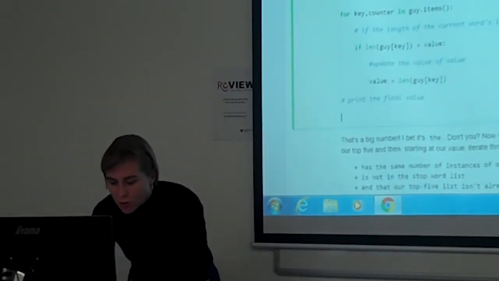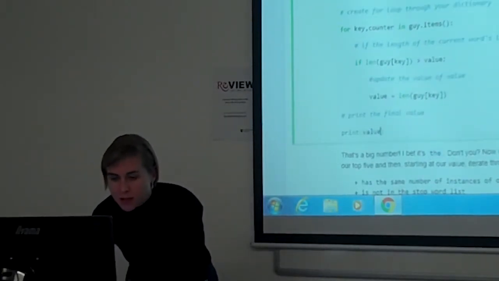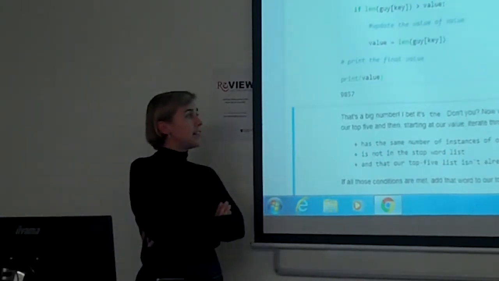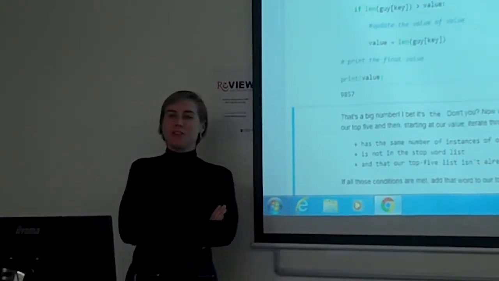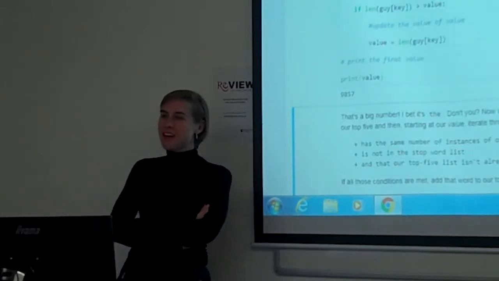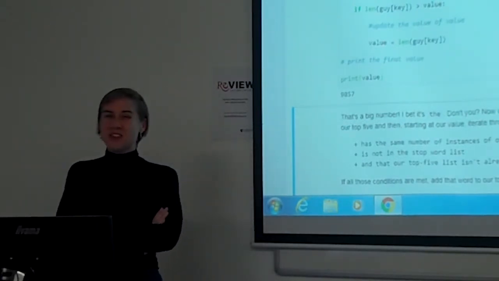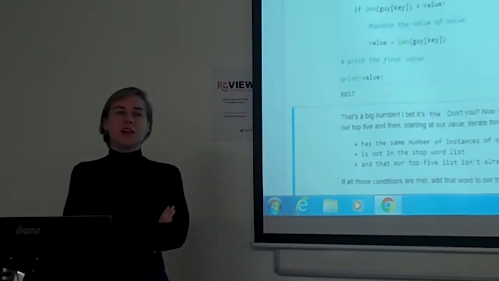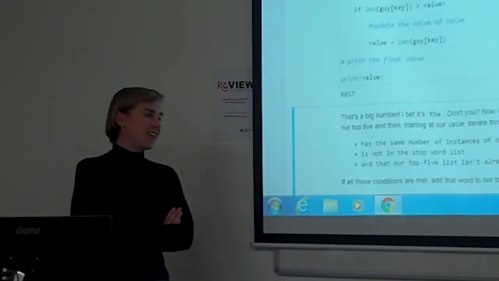And then just to make sure it works, print that final value. And it's 9,857. So something in there has 9,857 appearances in our text. And I almost guarantee you it is "the".